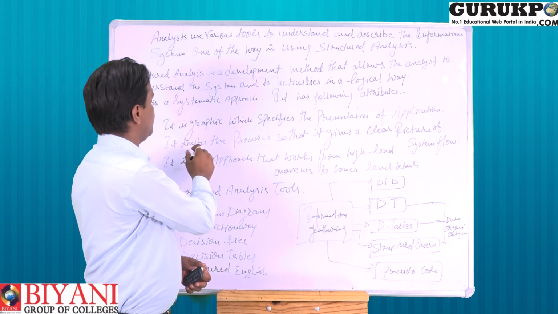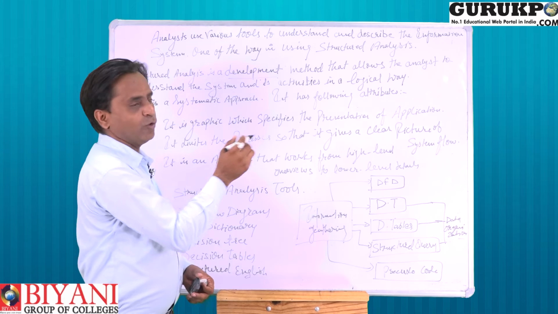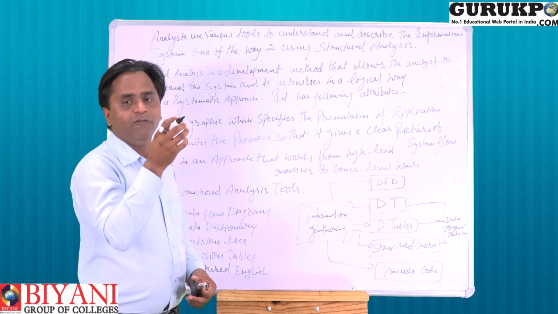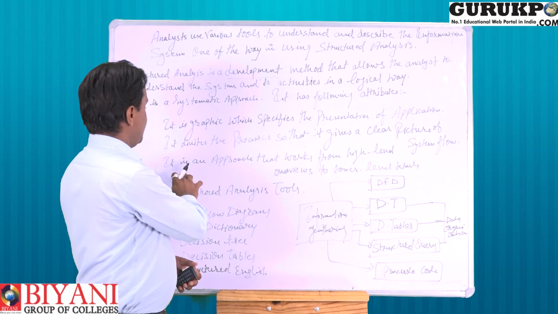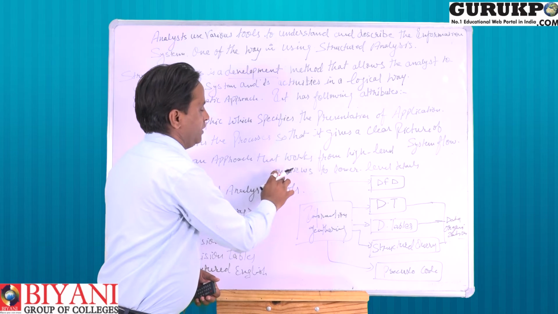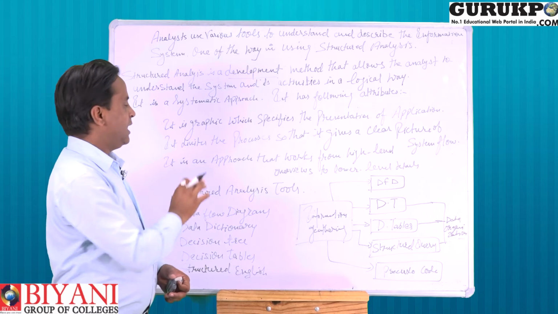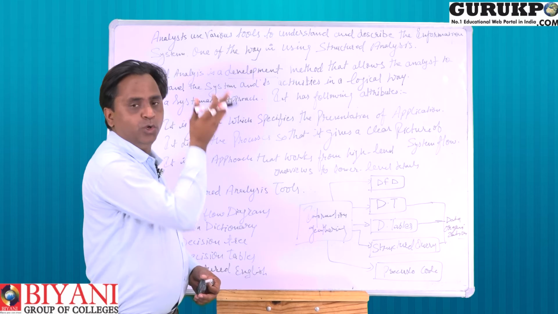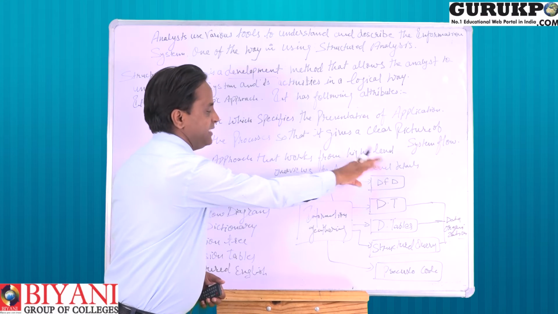Next, it divides the process so that it gives a clear picture of the system flow. And next, it is an approach that works from a high-level system flow overview to low-level system details. It means in this approach we move from high-level approaches to low-level approaches.